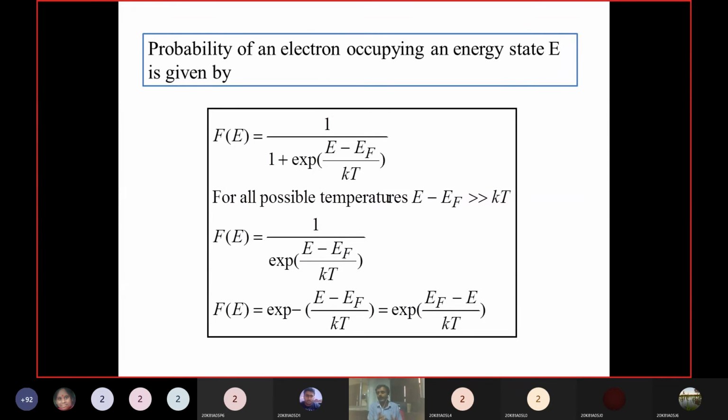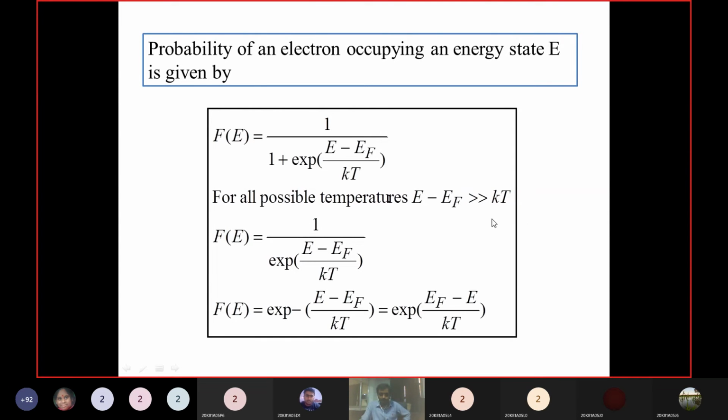For the probability of finding the electron, we use the Fermi-Dirac distribution function. In Maxwell's case we discuss the Maxwell distribution function, but for explaining electrons, we take the Fermi-Dirac distribution function. F of E is equal to 1 by 1 plus exponential of E minus EF by KT. By using this function, we can calculate the probability of finding the electron in an energy state.